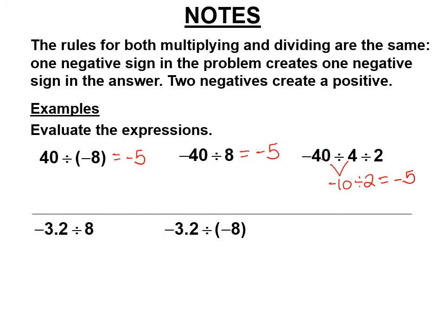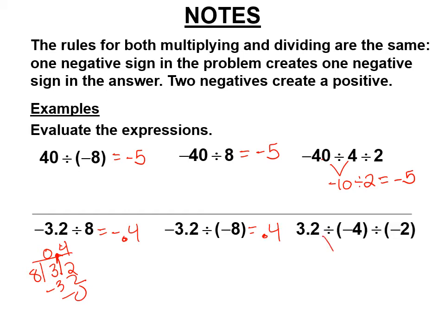Try those. So 3.2 divided by 8. 8 doesn't go into 3. Decimal straight up. 8 into 32 is 4 times. There was one negative in this problem, so this is -0.4. The next one is the same, except that it has two negatives. So what's the answer? It has to be +0.4.